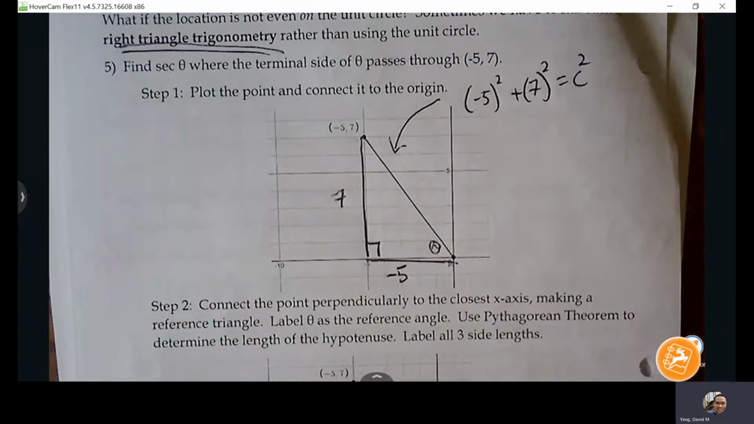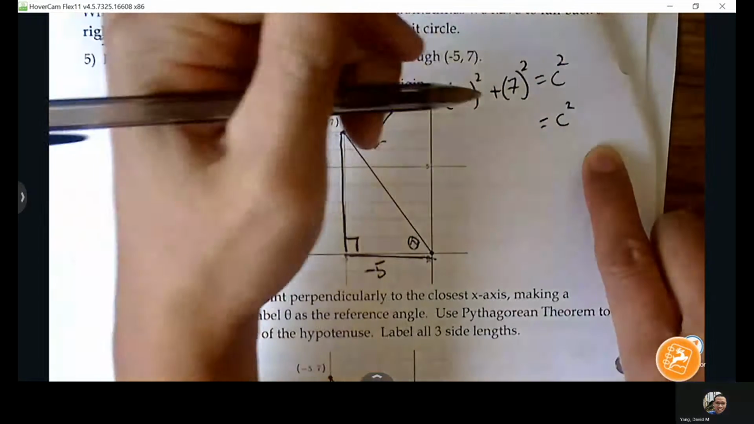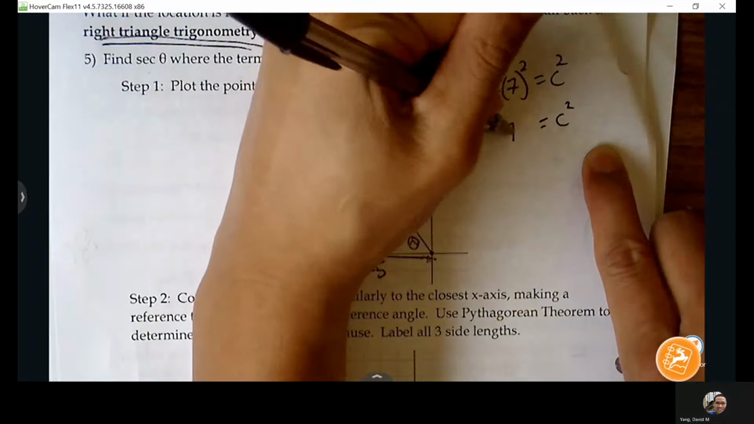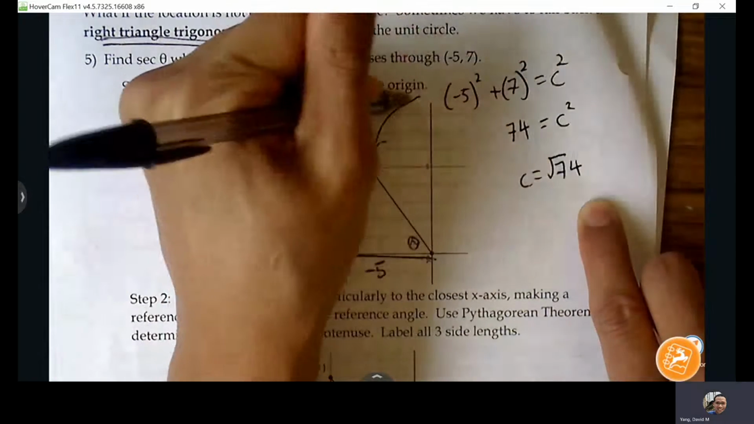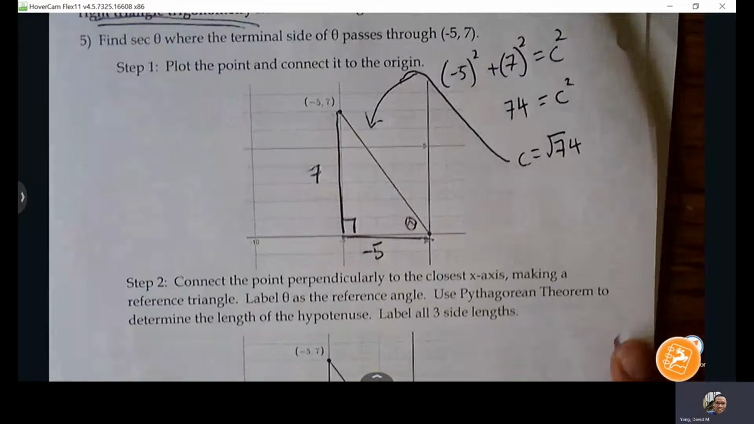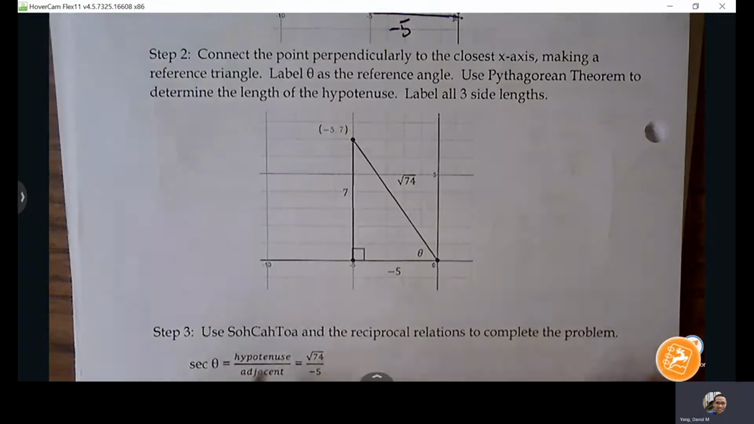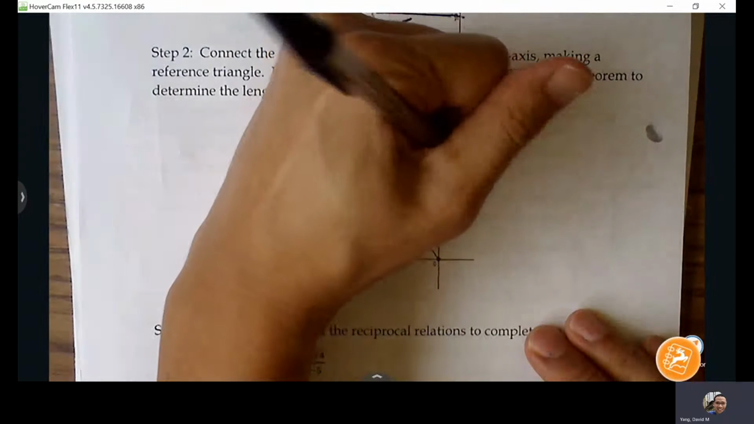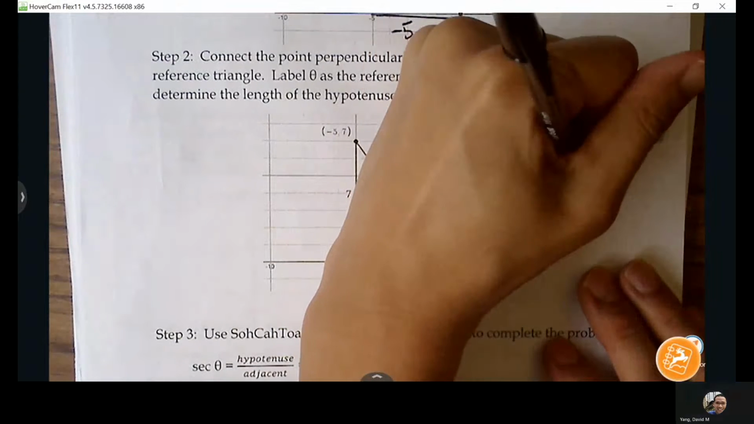The second diagram kind of moves us along to the next step. If I solve for c, I get c squared equals 74, so c equals √74. Now that I have the hypotenuse, I can find the secant of theta. Secant of theta is just hypotenuse over adjacent. No need to rationalize the denominator. The radical is already up in the numerator.